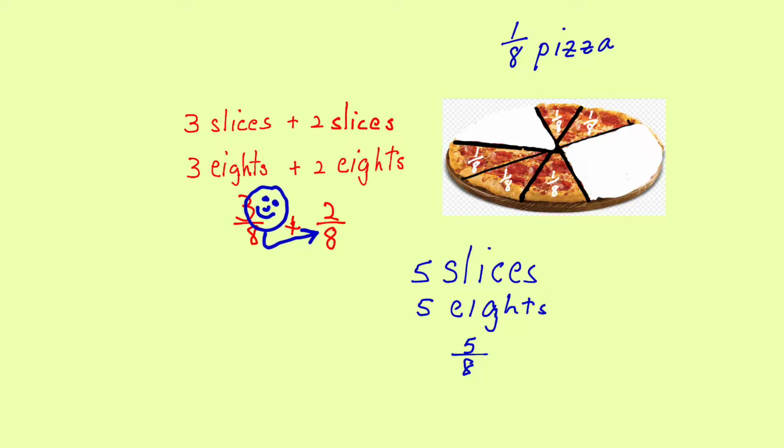2/8 is written like this. The 3 and the 2 are counts of how many slices there are. The 8 down here is just identifying what we're counting. So to find the total number of slices, we add the 3 and the 2 to get 5. We don't do anything with the 8. We leave it the same because the 8 is just identifying what is being counted.